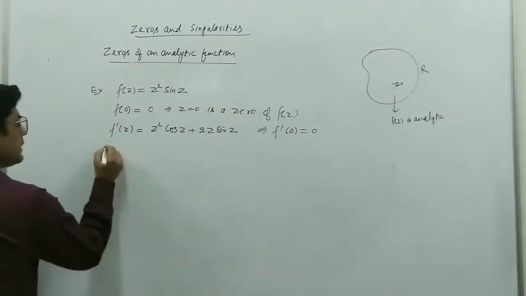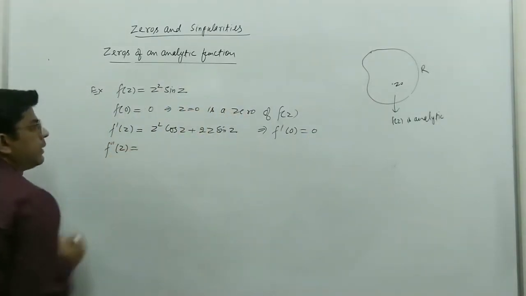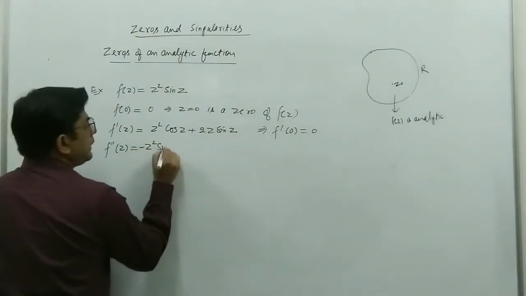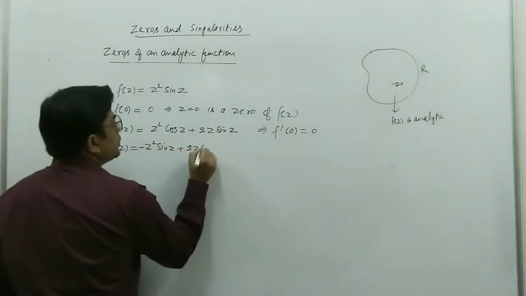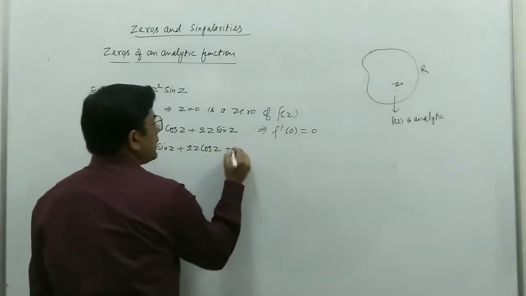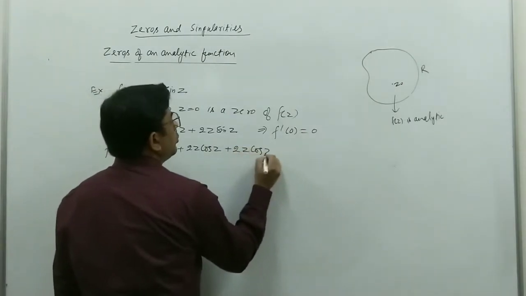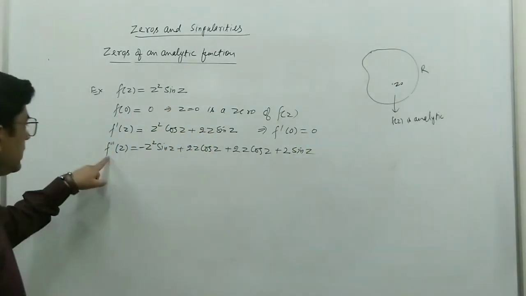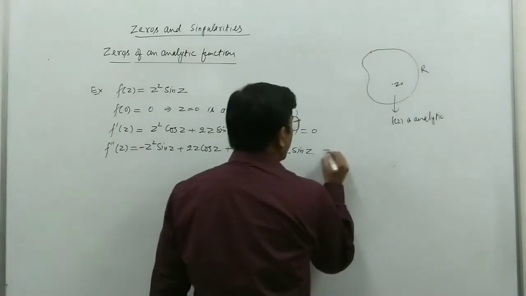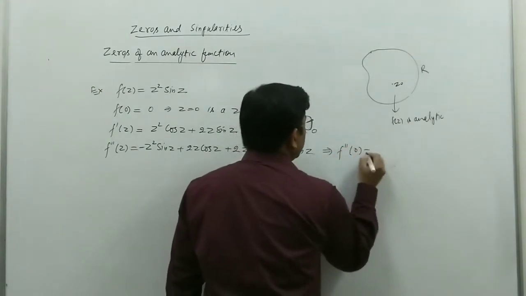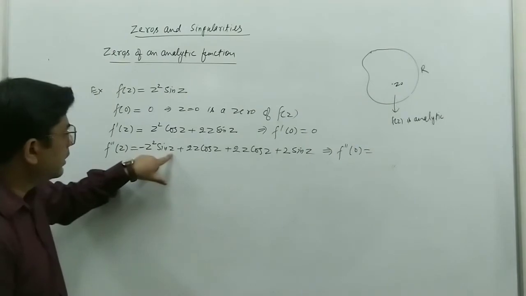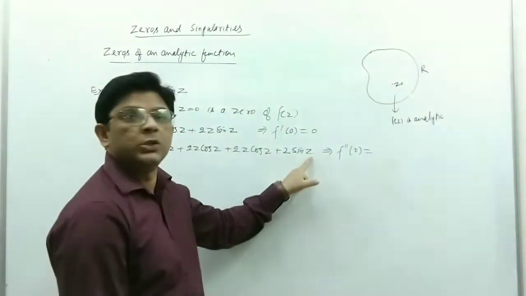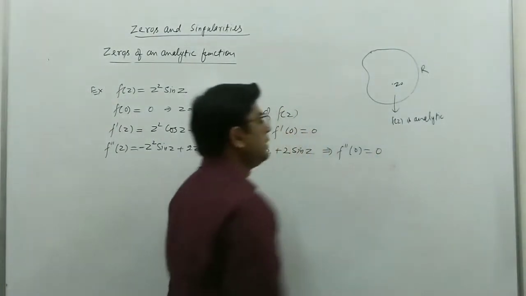Now we differentiate one more time, f double dash z. So this is z square into minus sin z plus 2z into cos z and plus 2z into cos z and plus 2 sin z. This is the second derivative. Now we put z equal to 0 in this second derivative. When we put z equal to 0, this term will be 0, this term will be 0 because z equal to 0, and sine 0 is also 0. It means we are getting again 0.